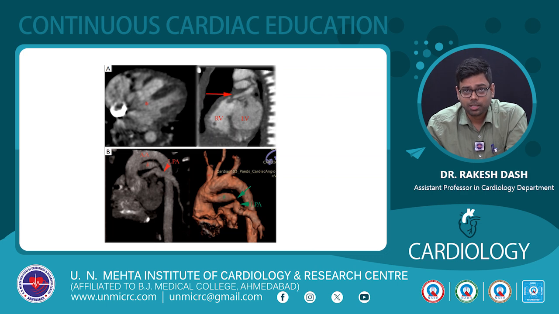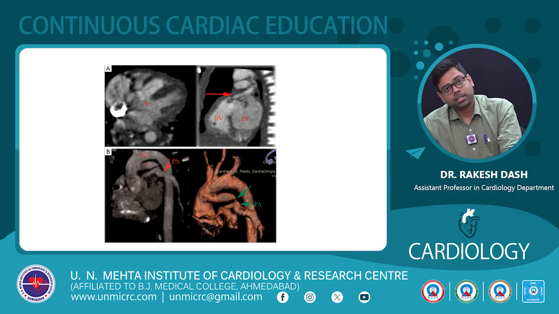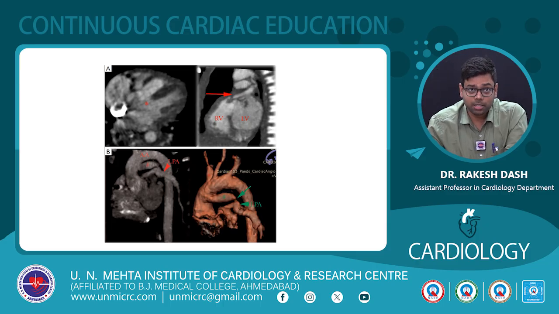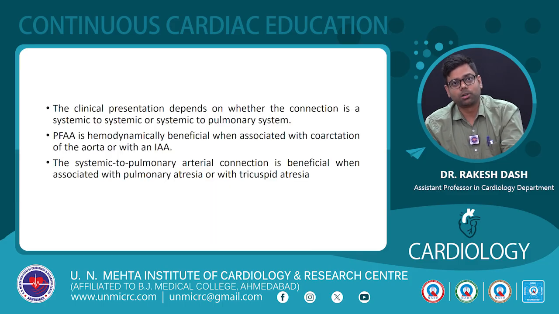So, this is a CT scan showing a persistent fifth aortic arch, where from the ascending aorta the fifth aortic arch arises. It continues as the LPA through the patent ductus arteriosus. In other cases, it may be continuous between ascending aorta and descending aorta. Whenever you find something in the ascending aorta connecting to the descending aorta or the LPA, suspect a persistent fifth aortic arch.